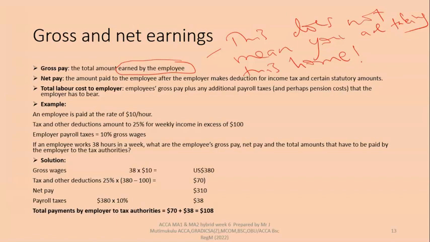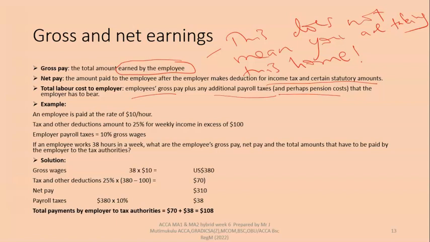Okay, the net pay is the amount you're going to take home. It is the amount paid to the employee after the employer makes deductions for income tax and other statutory obligations. So total labor costs to employer is equal to employee's gross pay plus any additional payroll taxes and perhaps pension costs that the employer has to bear.